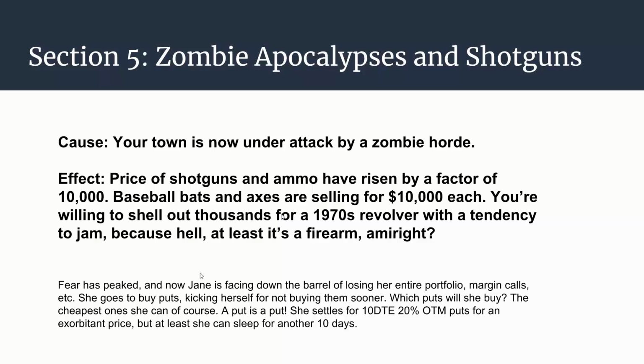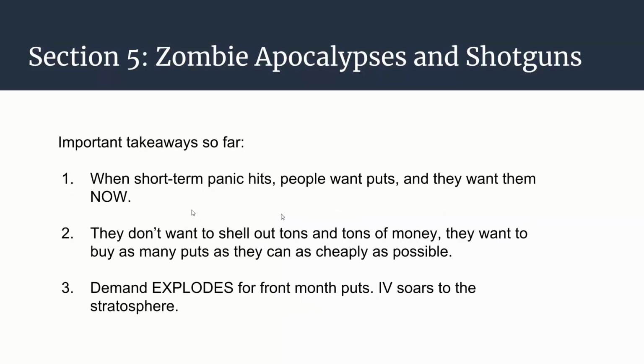They have to buy puts, and they will buy whatever they can. They have to buy the cheapest put they can, and the cheapest put they can expires in a week, and it's still astronomically expensive. So the takeaway so far is when that short-term panic hits, people want puts, and they want them now. That's all they want. They just want puts, and they have to buy them. They don't care what they cost. They will spend completely insane prices to buy those puts.